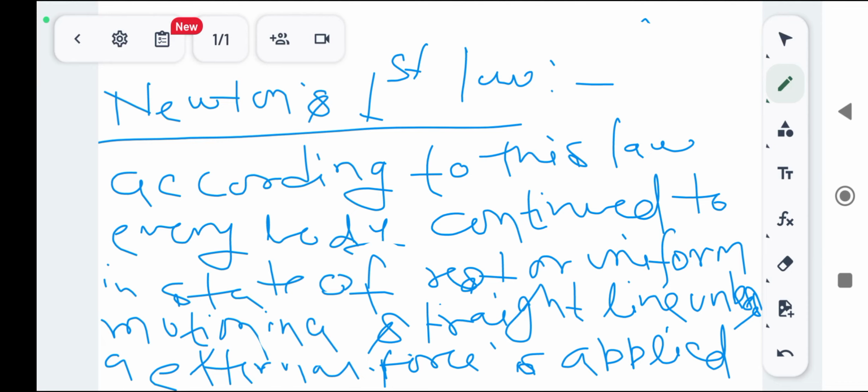What is Newton's first law? According to this law, every body continues to be in a state of rest or in uniform motion in a straight line unless an external force is applied on the object. And Newton's second law of motion is what?